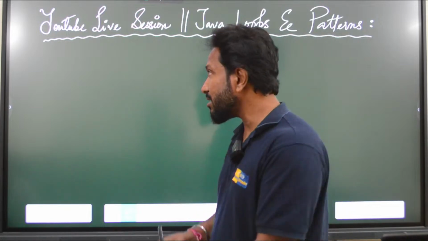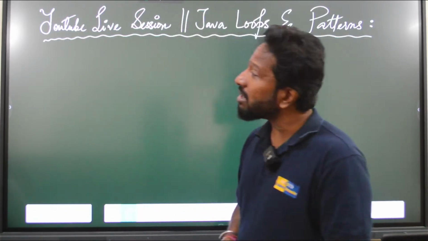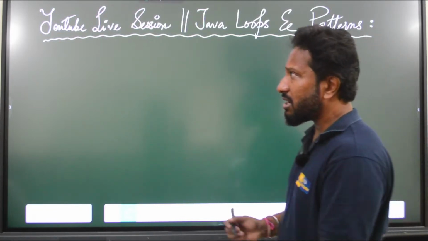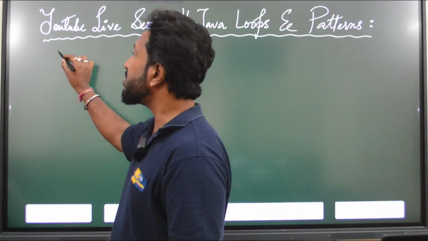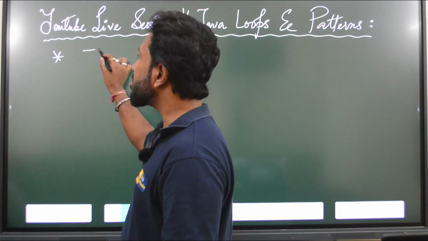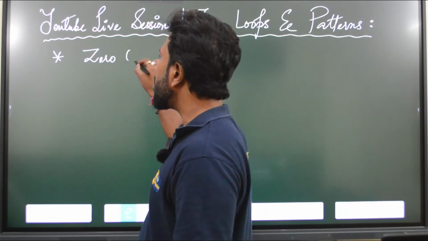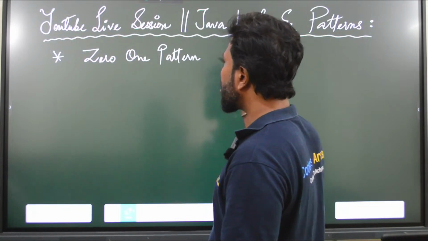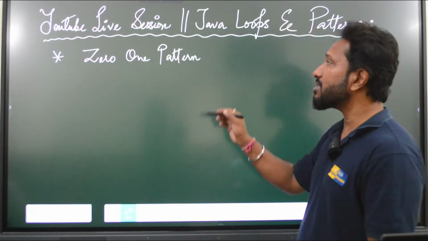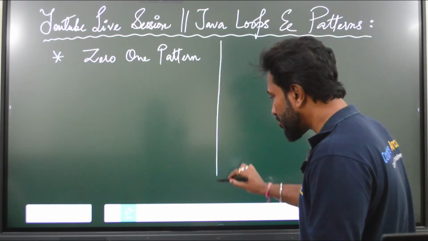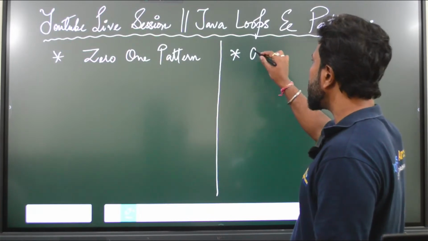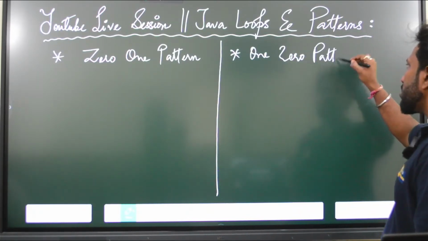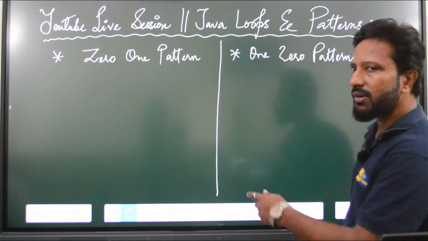So let's do one thing. Let me take one more pattern so that you can understand how that works. There is a very special pattern which is asked in placement drives. It is the 0-1 pattern, or the same pattern is sometimes called the 1-0 pattern. The 0-1 or the 1-0.